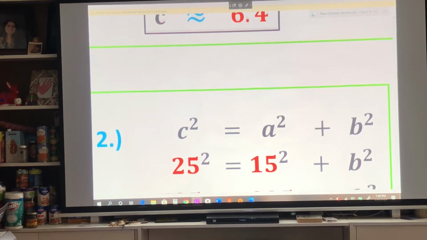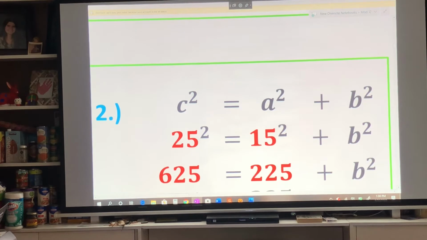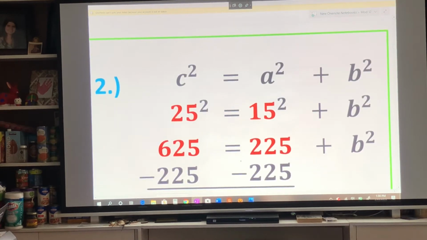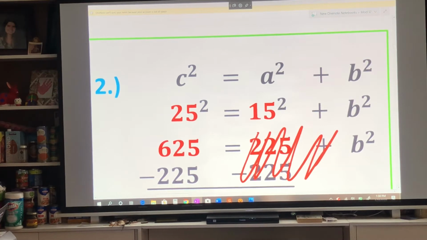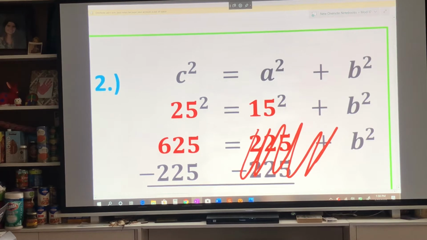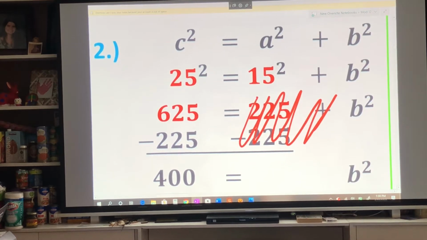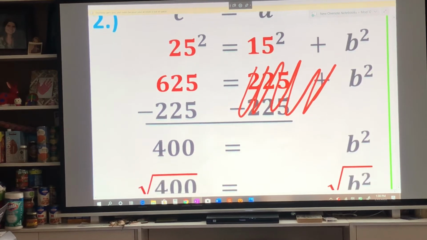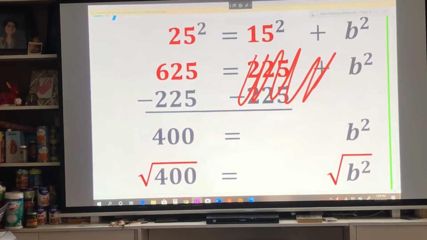Okay, so we've got the next line down. We've got an equation. We want to solve it and get B by itself. How do I do that? Well, let's get rid of 225 by subtracting it from both sides. These two are gone. My next line down should be what? B squared equals 400. And if you've memorized that, square root of both sides, B equals 20.